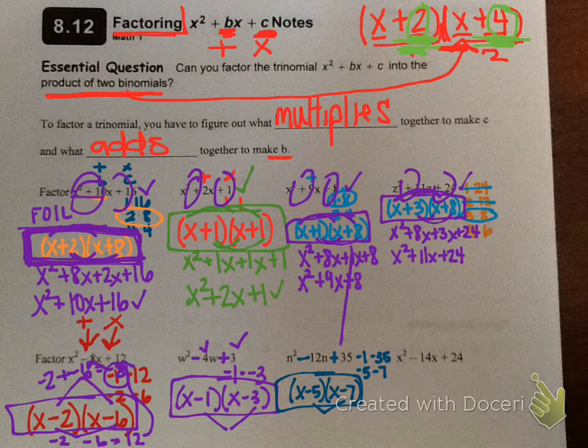And then the last one, add to a negative, multiply to a positive. So negative 1 and negative 24, negative 2, negative 12, negative 3, negative 8, negative 4, negative 6. If you could see that this was going to be your answer right when you wrote it, that's fine. You don't have to keep going and listing all of your factors. But x minus 2, x minus 12 is your product of binomials.